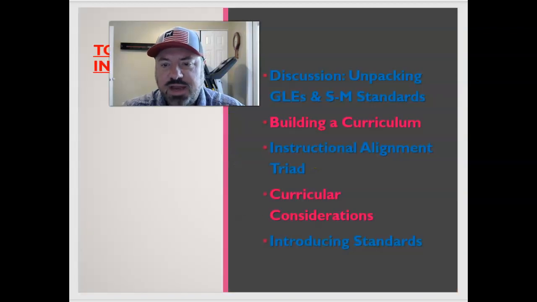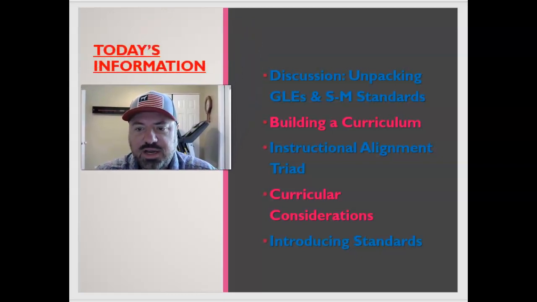Brief review from last time. We talked about the discussion of unpacking our standards, looking at GLEs and Show Me standards. We started the process of understanding how to put it all together and build a curriculum. We talked about the instructional alignment triad and its importance in building an effective aligned curriculum. We talked about a variety of curricular considerations, and we started introducing standards. So let me get to today's information.